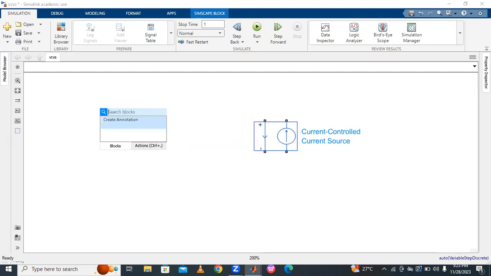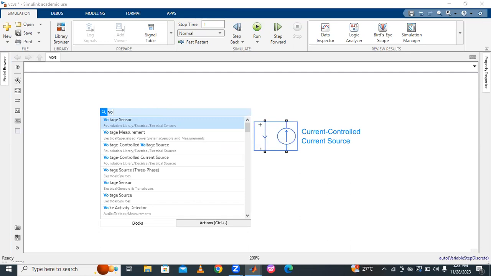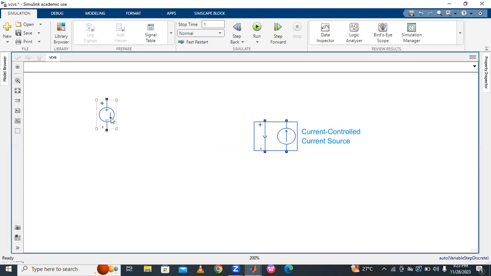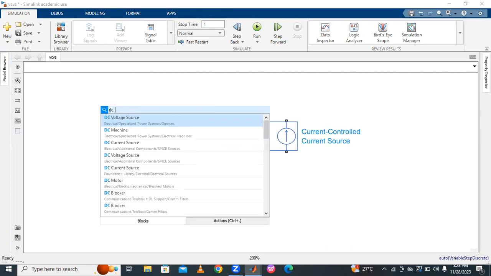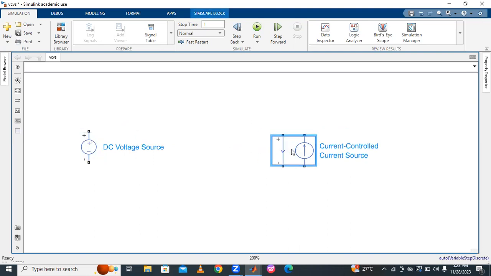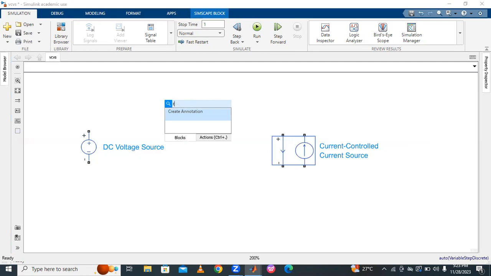And take one simple circuit, same as before. Take one DC voltage source. Don't take this type of DC voltage source; take the DC voltage source like this. Okay, and take one resistor.